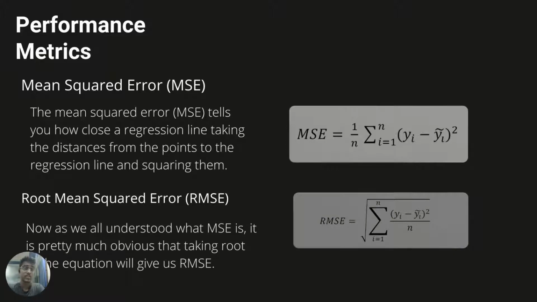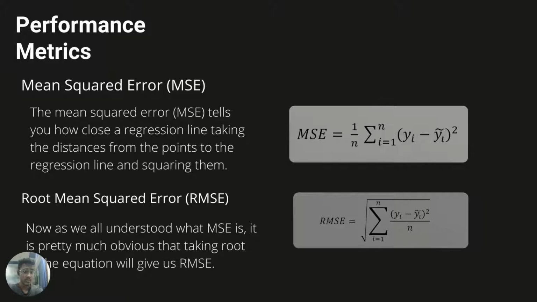And let's go on to the next one, performance metrics. There are four types of metrics in linear regression: mean squared error, root mean squared error, mean absolute error, and mean absolute percentage error. So here we see the mean squared error. The mean squared error tells you how close the regression line is to the points, by taking the distance from the points to the regression line and squaring them. We can see that MSE is equal to 1 by n sigma of (yi minus y1) the whole square.